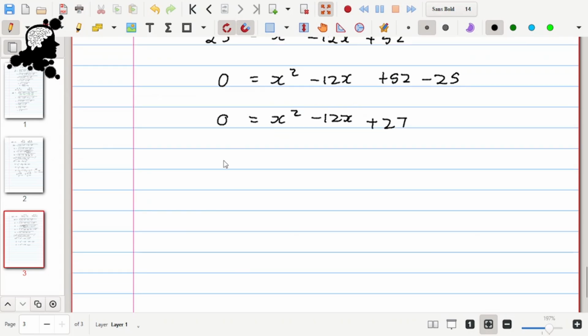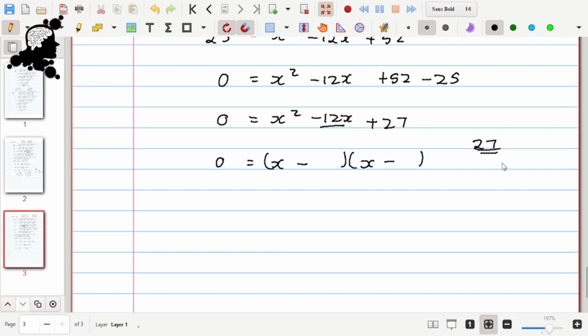So I'm going to have 0 is equal to two sets of brackets. There's x here, there's x here. My last term is positive, meaning that the signs in the brackets should be the same. Which sign am I taking? The sign of the middle term. So this is negative and this is negative.